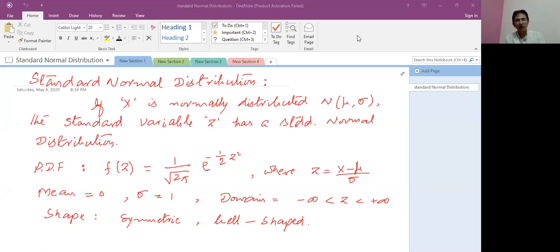The domain of the standard normal distribution is minus infinity to plus infinity of z. Mean is 0, sigma is 1. It means the normal distribution is converted into the standard normal distribution. The shape of the standard normal distribution is symmetric and bell shaped.